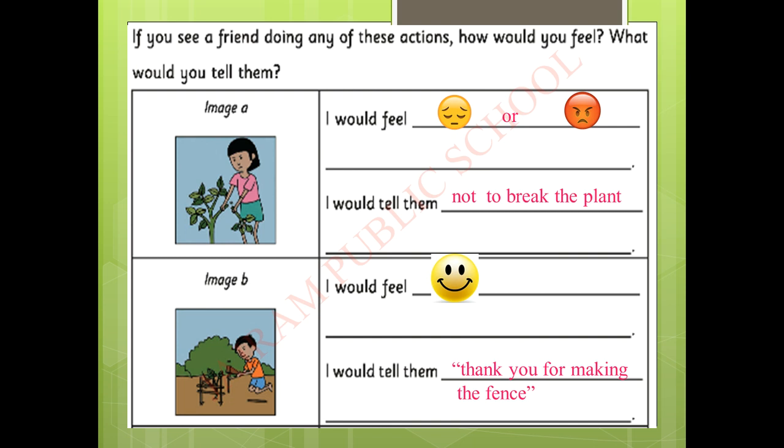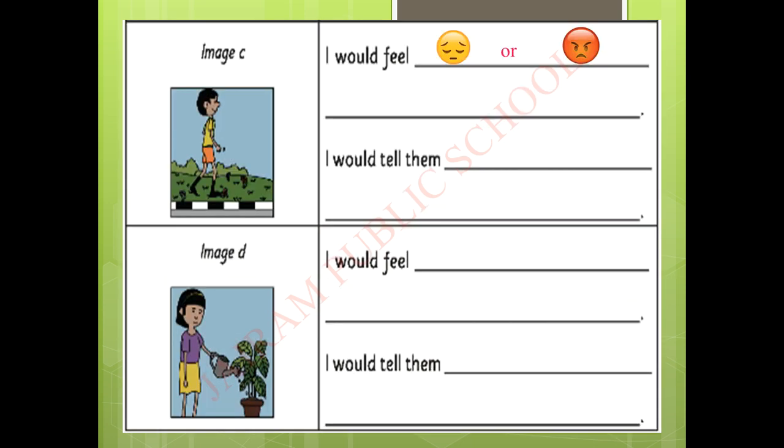Next picture. What is the boy doing? He is making a mistake in this image. See how you will feel, the same sad or angry face. So what will you tell that boy? Not to walk on the grass. Yes, what is image D? She is watering the plant. How do you feel? Of course, we feel happy, isn't it? So, how would you tell them? Thank you for watering the plant. Not only this answer, you can write your own creative answers. How do you feel? If you feel sad or angry or happy, whatever reactions you feel for the pictures given, you can write the answer by yourself, children.